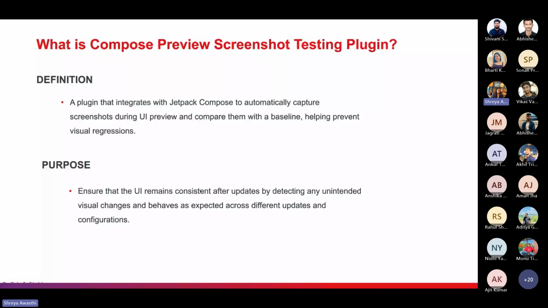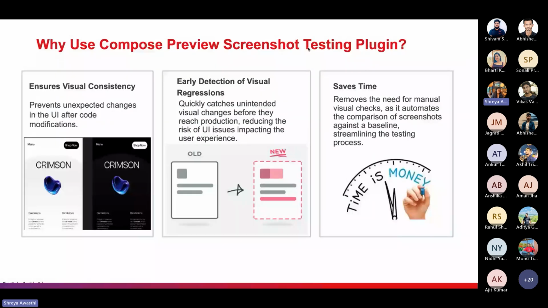So why do we use Compose Preview Screenshot Testing? What is the need for it? It ensures visual consistency. As we can see here, when we switched browsers, for example, we were working on Mozilla Firefox and we switched to Chrome, there it changed from light mode to night mode. This can be detected and avoided through Compose Preview Screenshot Testing. It ensures visual consistency among all the browsers. It should remain the same for every browser or platform.